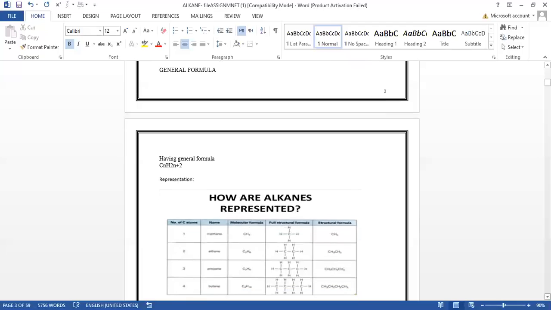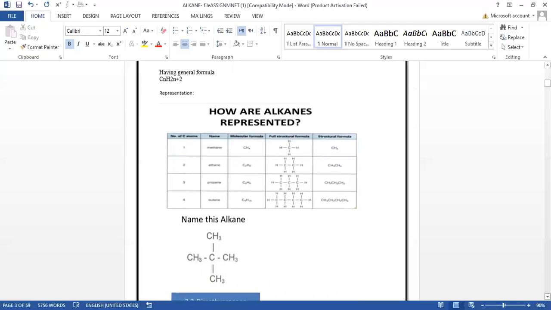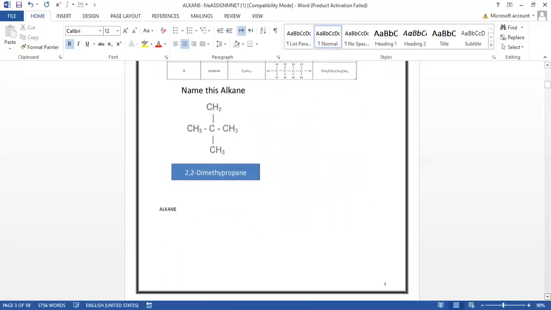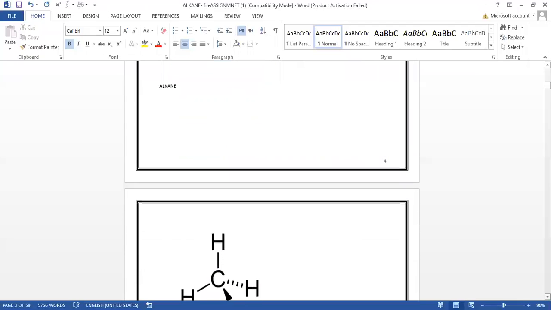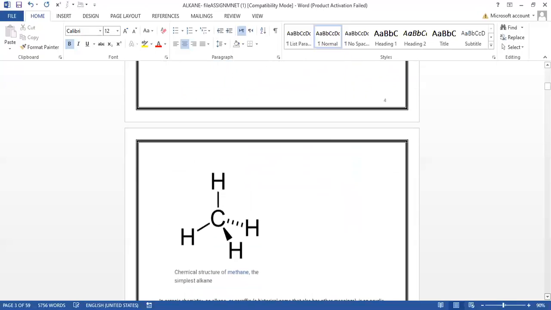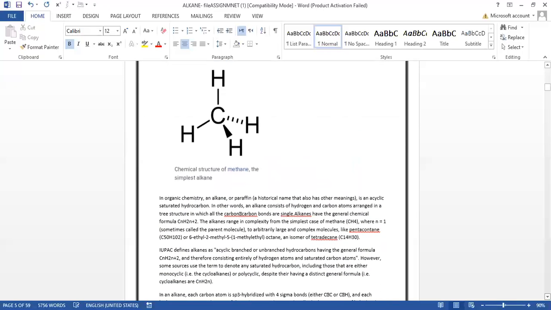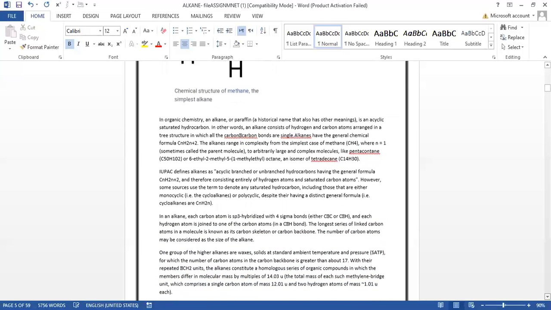The general formula of the alkanes is CnH2n+2. And how are alkanes represented? Their nomenclature is discussed through which they can easily be named. They have a provisional name, a common name, a trivial name, and an IUPAC name. This is the structure of methane. Methane shows a tetrahedral structure and is the simplest alkane in the homologous series.